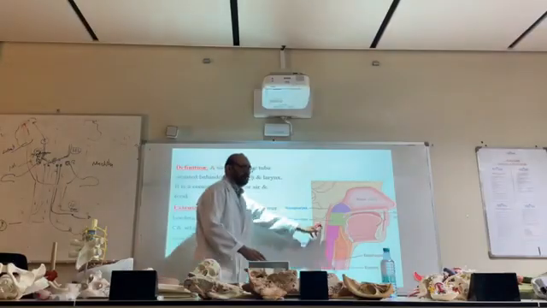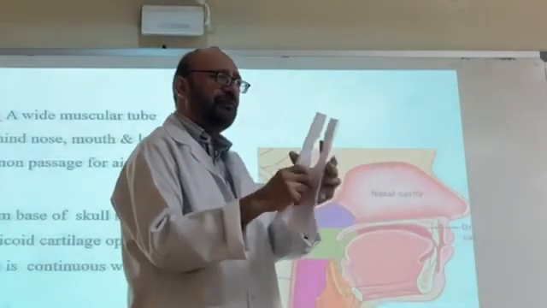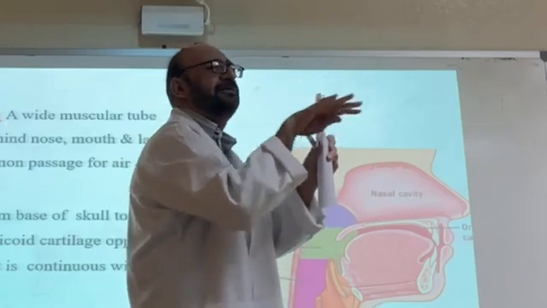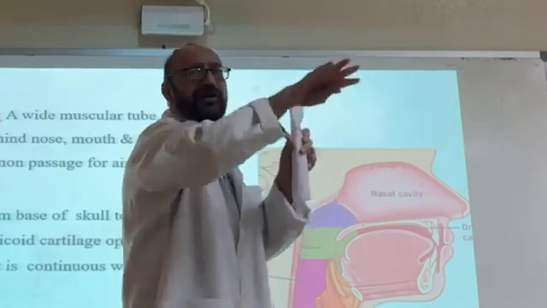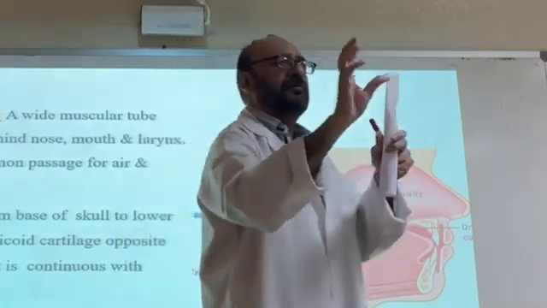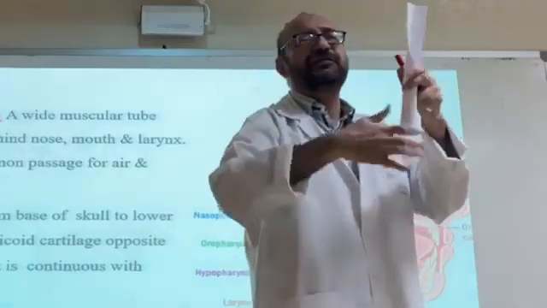Here is the tube. I told you this is like a tube. Do you understand this point? It's communicating anteriorly; there is no wall here. This all is pharynx. The pharynx has three parts: nasopharynx, oropharynx, laryngopharynx. And it will continue down as the esophagus.